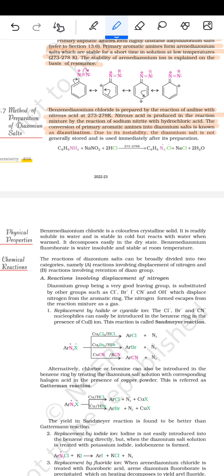Due to its instability, the diazonium salt is not generally stored and is used immediately after its preparation. जैसे C6H5NH2, NaNO2 प्लस HCl तो 273 केल्विन पर मिलाएं तो C6H5N2Cl माइनस और NaCl और H2O बन जाएगा.